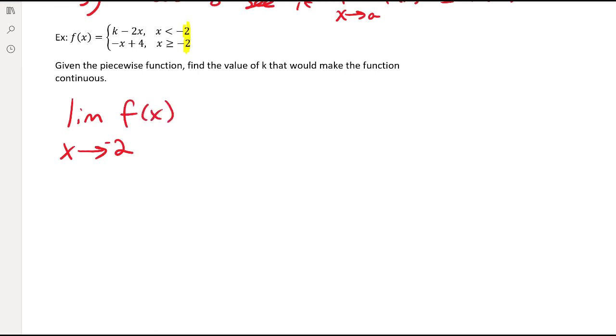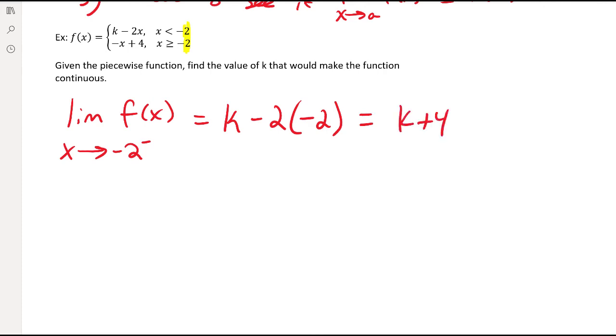All right. Okay, so let's approach negative 2 from the left. Let's do that. So I know that looks weird, right? So it's a negative 2. Let's rewrite it. We're approaching negative 2 from the left. As we said before in the previous example, because it's a continuous function, at least the k minus 2x part is, we could just simply plug and chug, right? So we're going to do k minus 2 times, and replace x with negative 2. All right? So that's going to get us k plus 4. Okay? So that is the left-handed limit for this piecewise function.